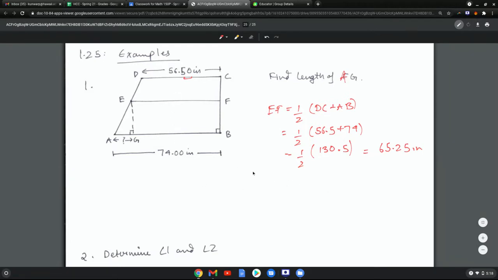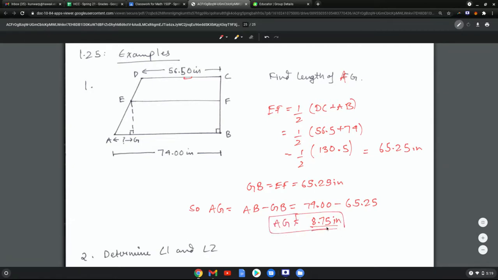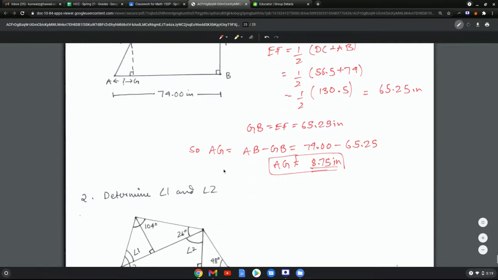But now if I have EF, then I know that GB equals EF and it equals 65.25 inches, which means that to find AG, I can take the whole length AB and subtract GB. So that's 74.00 subtract 65.25. That gives me 8.75 inches, which is what I am trying to find in this problem.